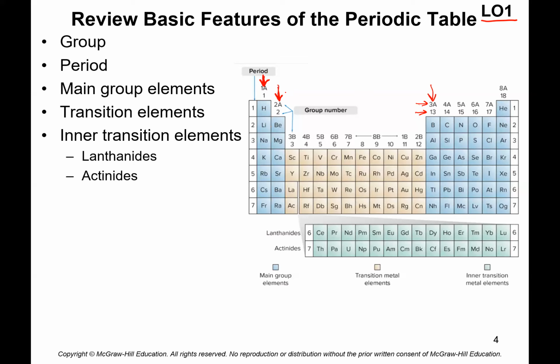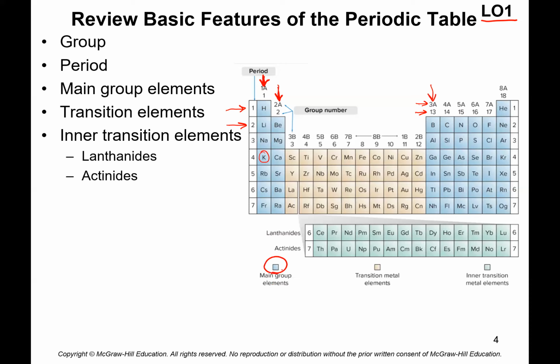Okay, then we have period. Period is going to be your rows. So this is period 1, that's row 1, this will be period 2, and so on. So if I'm talking about potassium, which is this one here, I'm talking about the element that is in period 4 and group 1. Main group elements are going to be the ones that are shaded in blue. These are your main group elements.